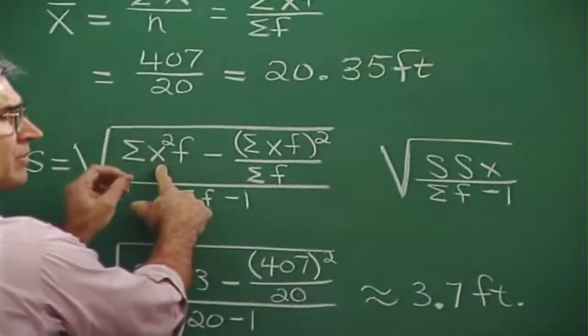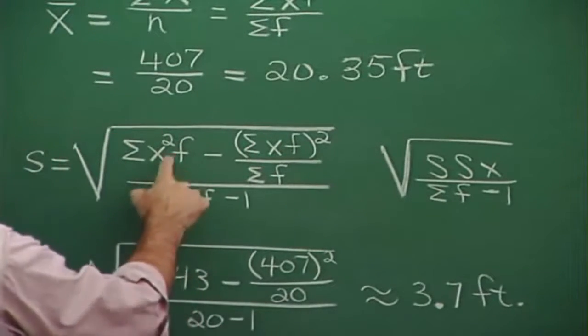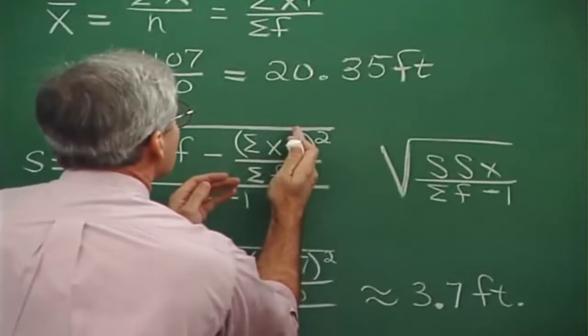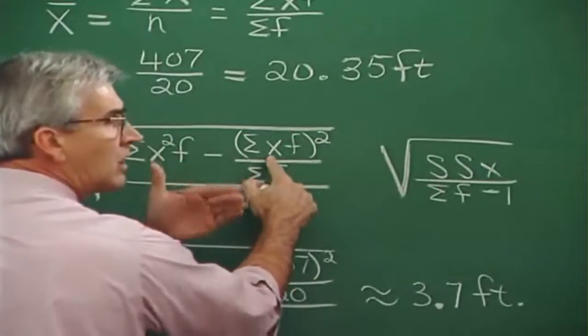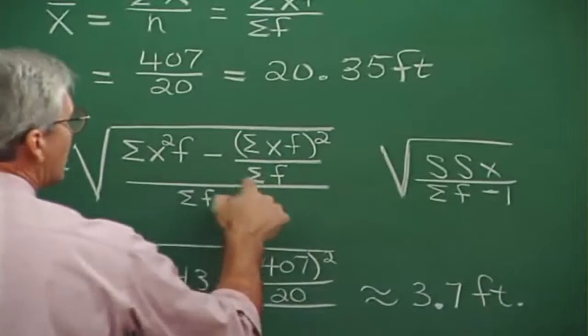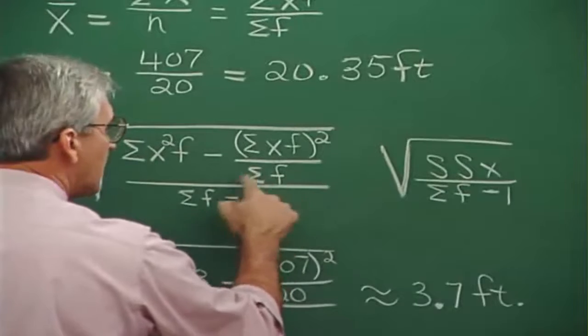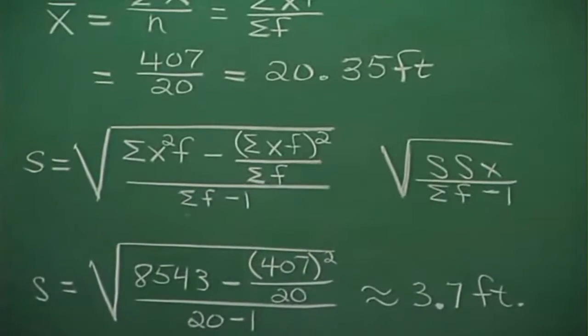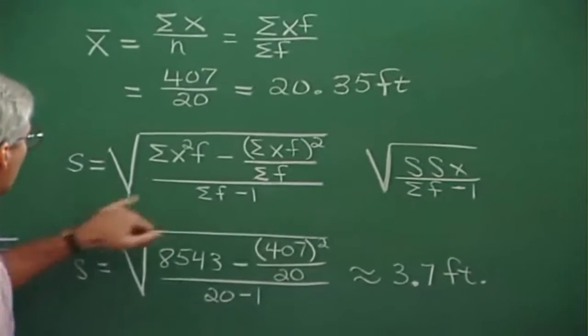Oh, we're talking about frequencies involved in this problem, so let's tack on the F here. And here, this was the sum of x's squared, and then, oh, we're talking about frequency, so let's tack on the F. The n here was the sum of frequency numbers, and here also an n was the sum of frequency numbers.